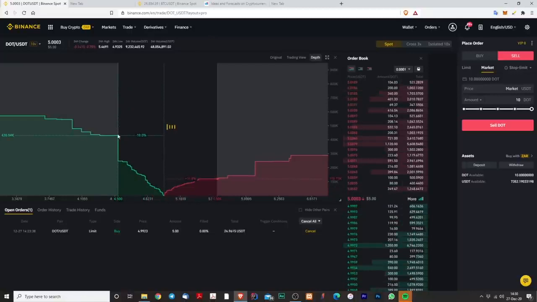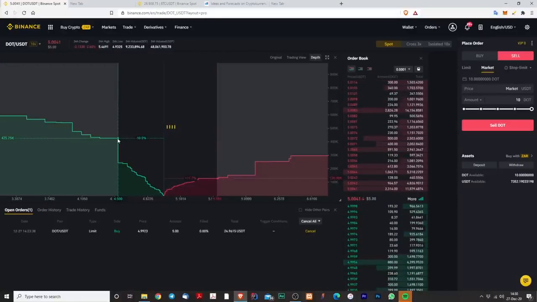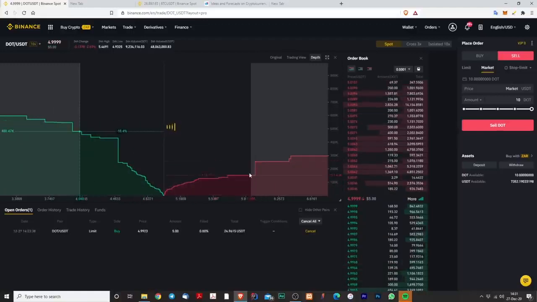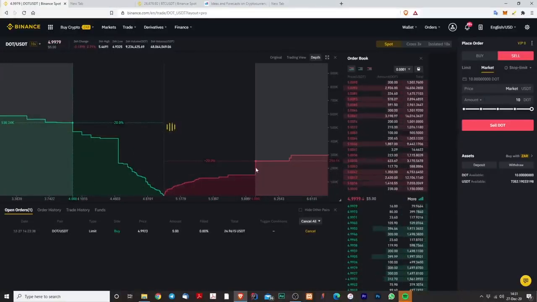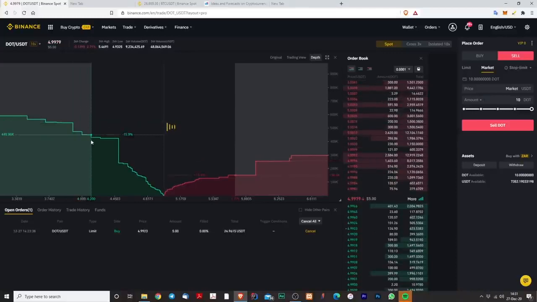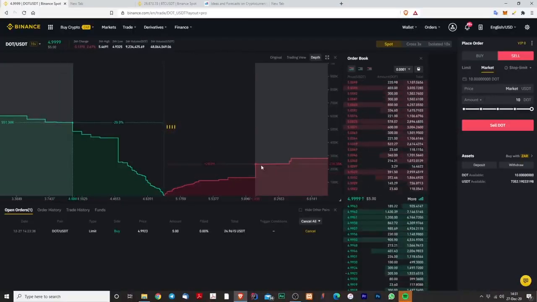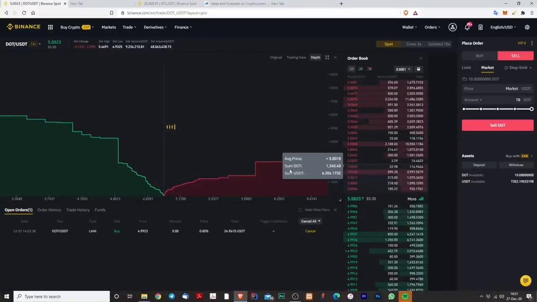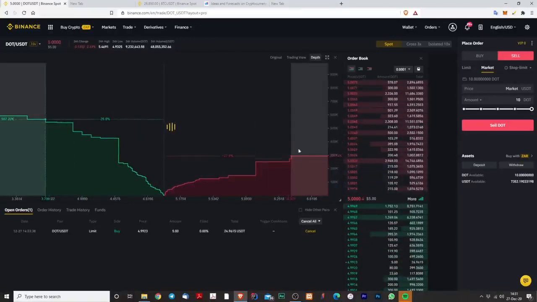So here where you see a big wall, it means that there's a massive amount of people wanting to buy at $4.5, right? Right now the price of DOT is $5, but at $4.5 there's a lot of people wanting to buy it. Also, if you go on the other side, there's a lot of people willing to sell here. There's a big sell wall, right? This is a buy wall, this is a sell wall. These guys are willing to sell at $6. So, you know, it just gives you some good data of what's actually going on.